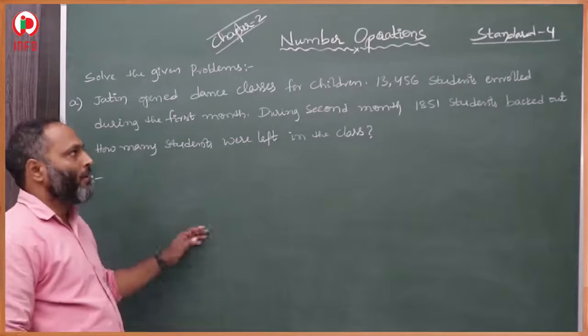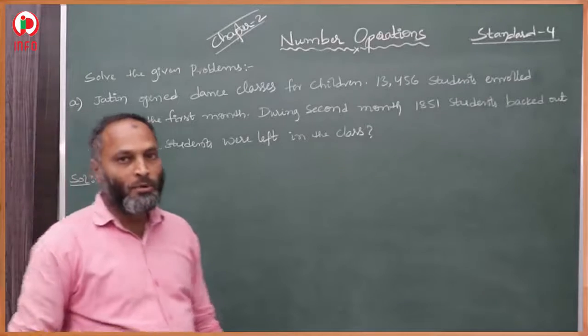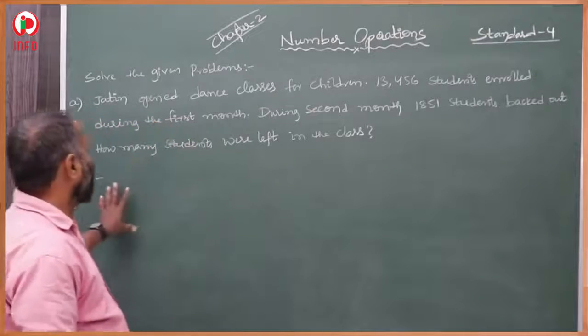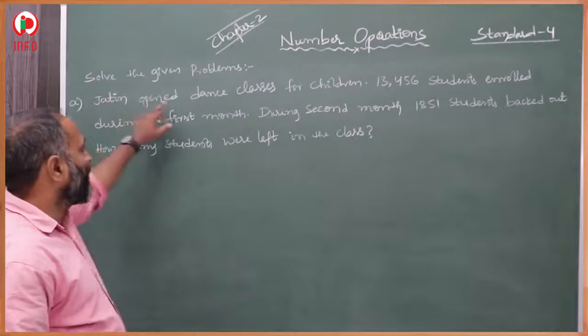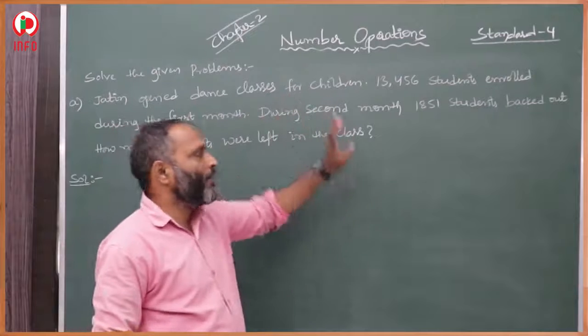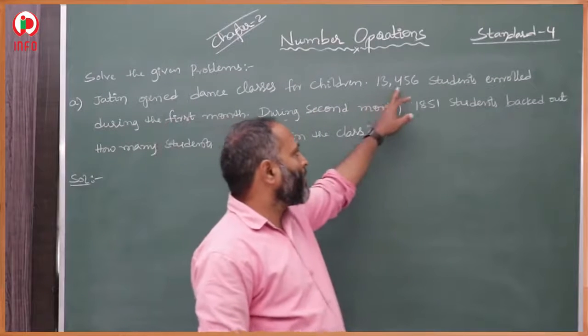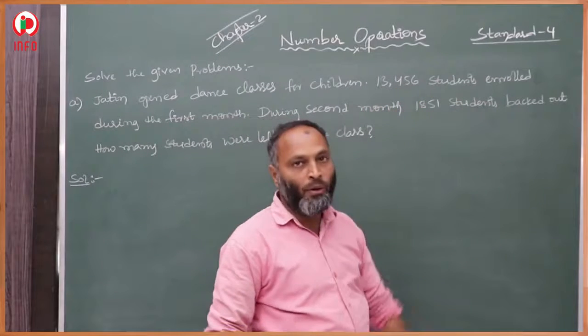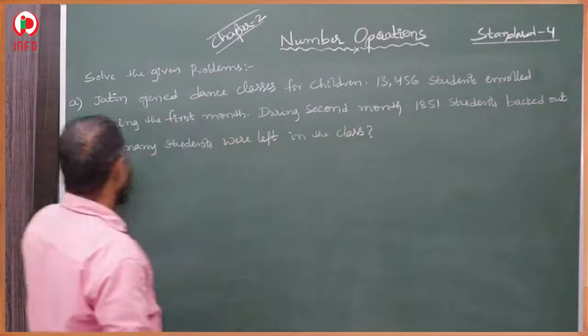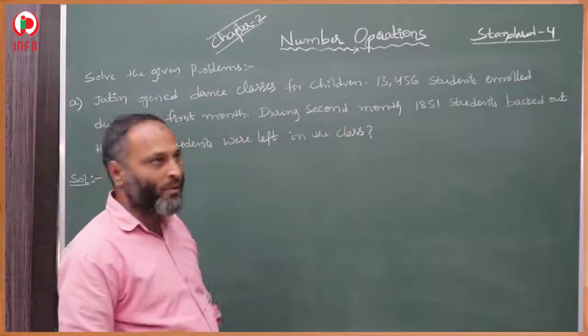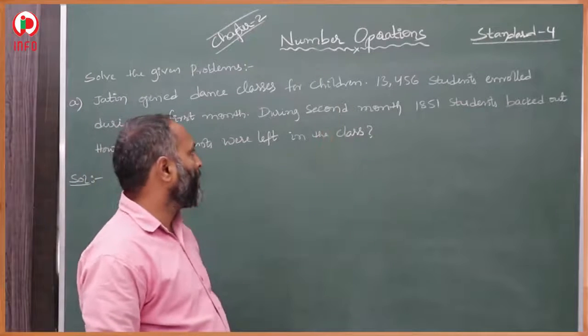Yes, friends. So now, what problems in subtraction? See here, first question. Jatin opened dance classes for children. 13,456 students enrolled during the first month.